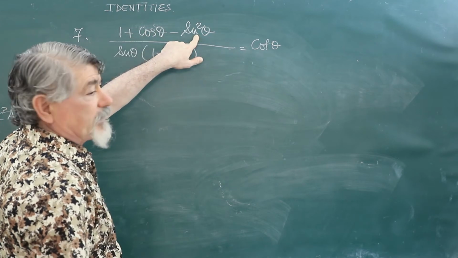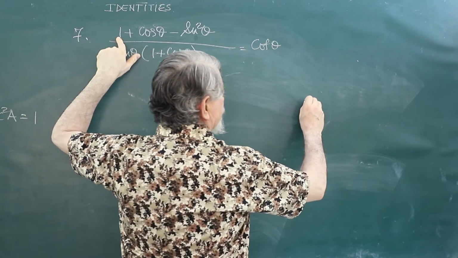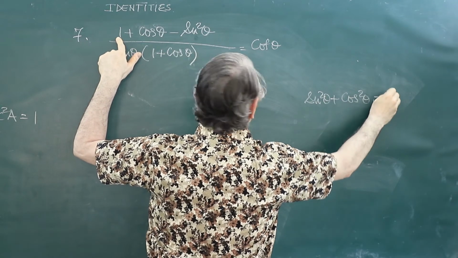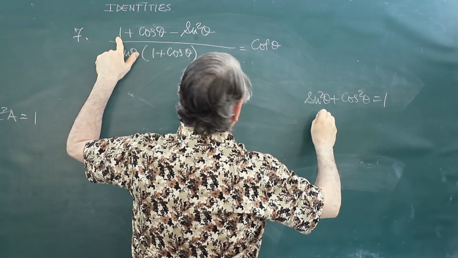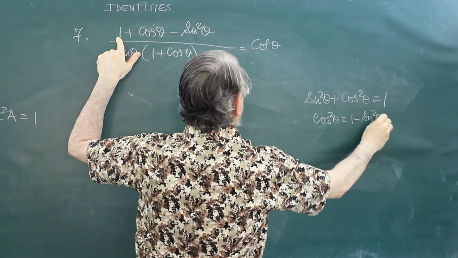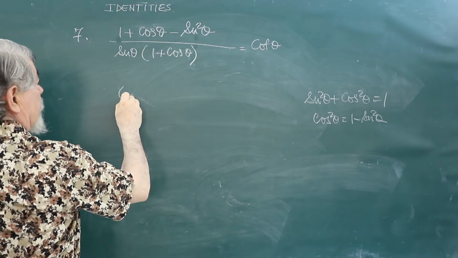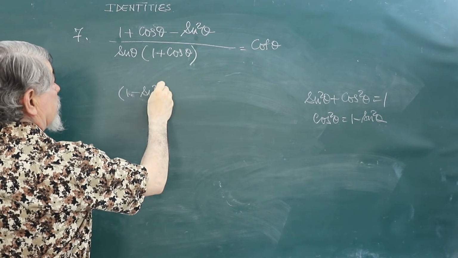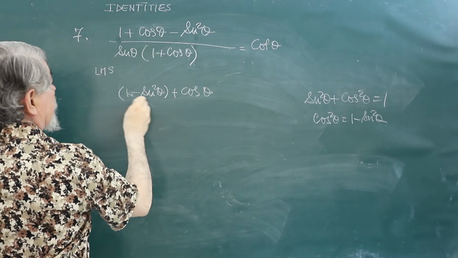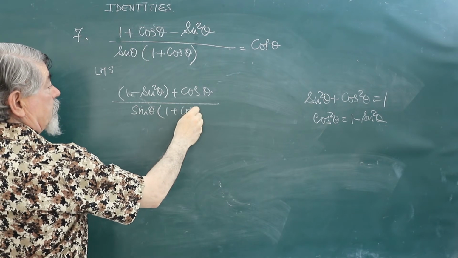Now 1 minus sin square theta I can see should be equal to cos square theta, because sin square theta plus cos square theta is always equal to 1. So cos square theta will be 1 minus sin square theta. So in place of 1 minus sin square theta, I'll replace it by cos square theta. I'll write 1 minus sin square theta here to make it more clear to you. Cos theta, left hand side, upon sin theta, 1 plus cos theta.